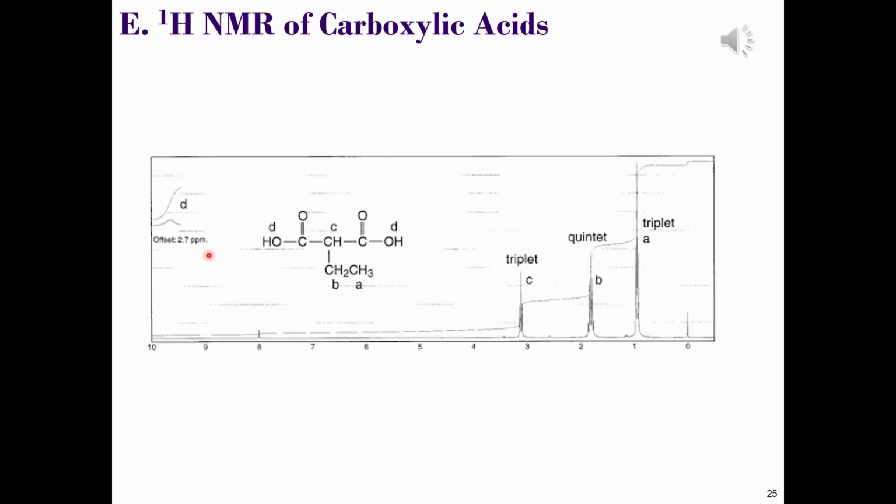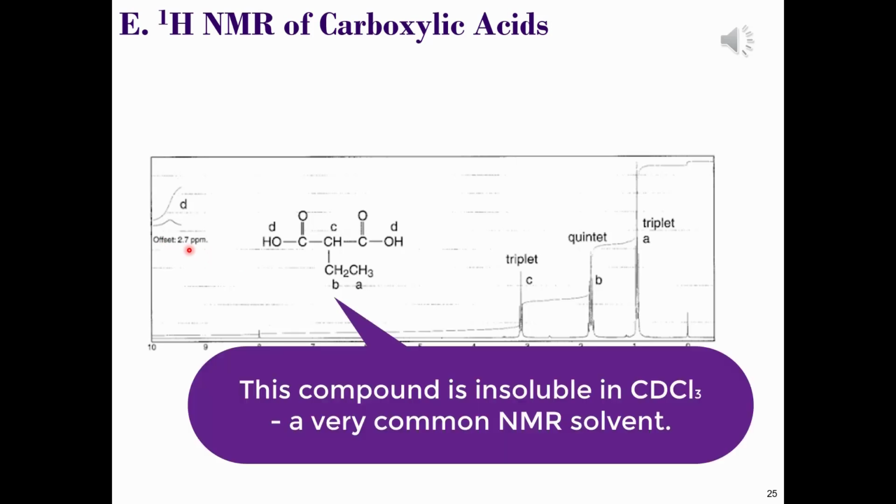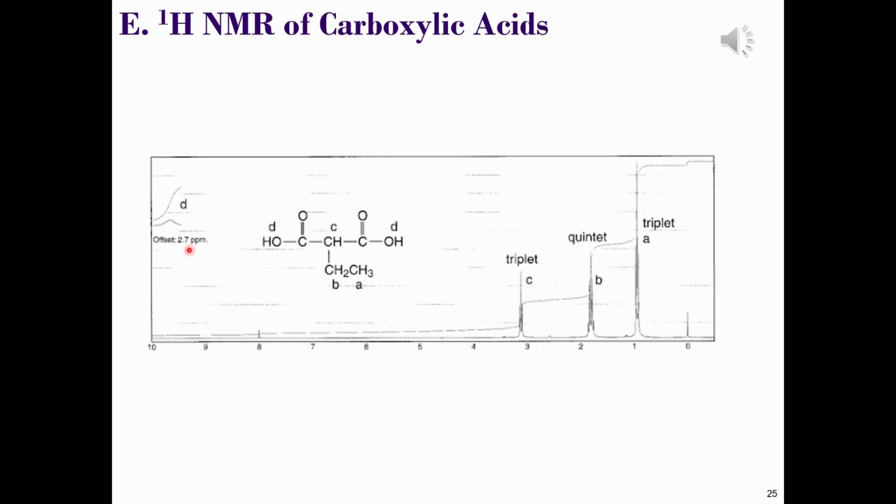Unfortunately, carboxylic acids are often insoluble in these sorts of solvents, such as deuterated chloroform, so sometimes a piece of sodium has to be added, which removes the proton to make a sodium salt, which is then soluble in the deuterated solvent. This concludes chapter 3.2.